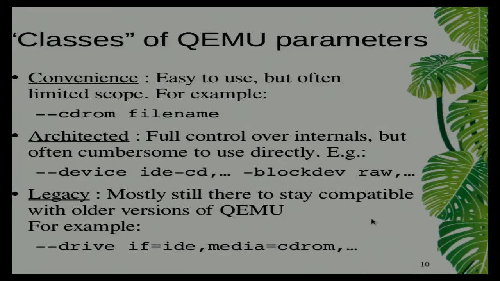A third category are simply legacy options. As I mentioned, QEMU is a very, very old project with 15 years already. So there are a lot of options that have been introduced in the past, but simply do not match the current internals of QEMU anymore. But the QEMU project normally tries to stay as compatible as possible with all the releases. So there are a lot of old options around. For the CD-ROM example, you could use -drive if=ide,media=cdrom, and then you can also specify the ISO file name on your host.